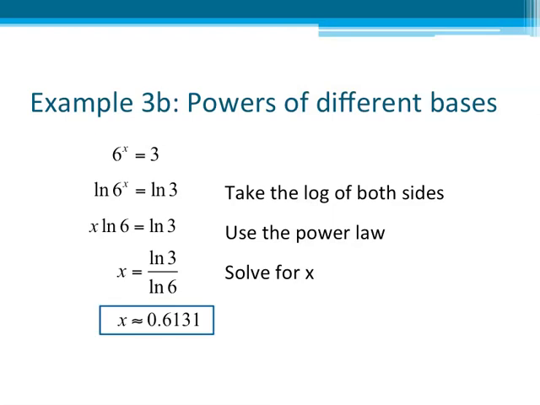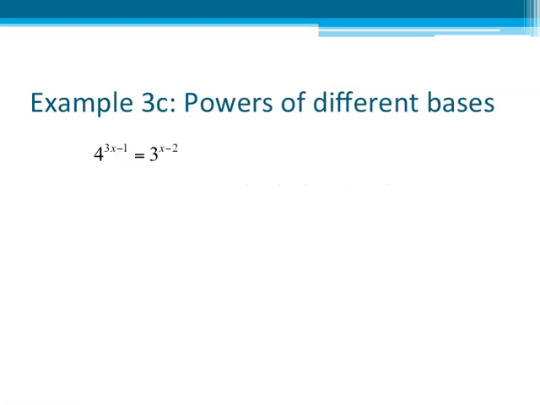Alright, now let's do a more complex problem. 4 to the 3x minus 1 is equal to 3 to the x minus 2. We're going to follow the same steps. So first, you take the log of both sides. So we have ln of 4 to the 3x minus 1 equals ln of 3 to the x minus 2. Use the power law to bring the exponents out in front. Now here's the important thing here.